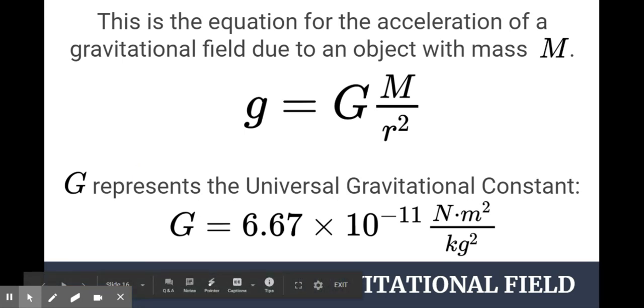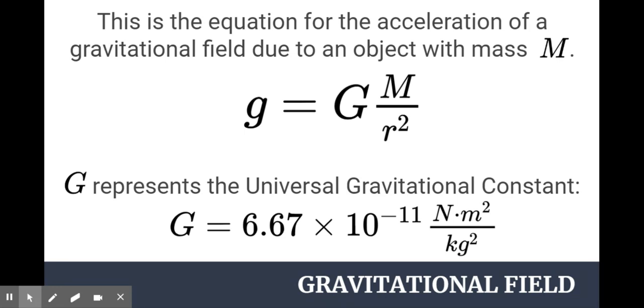Now, this big capital G is something new. This is the universal gravitational constant. It is not a variable. It is just this big number right down here. Now, because it's such a big number and a pain to write, we usually just use a capital G until we have to put the numbers into a calculator or something like that. Then we'll worry about it.